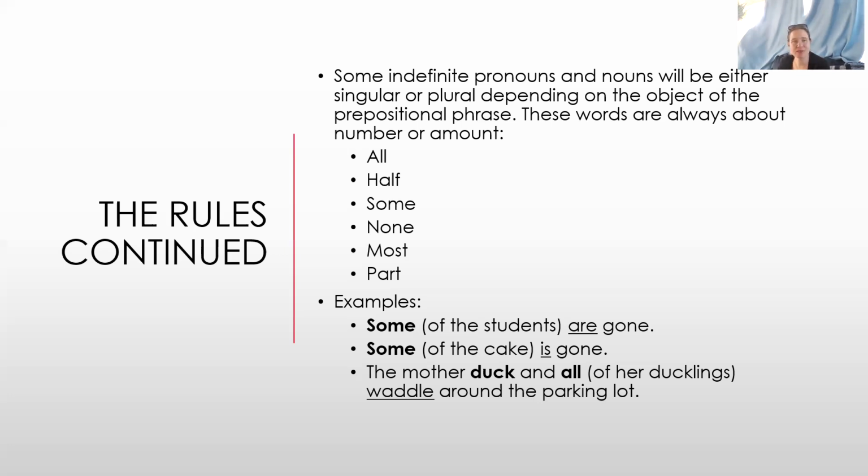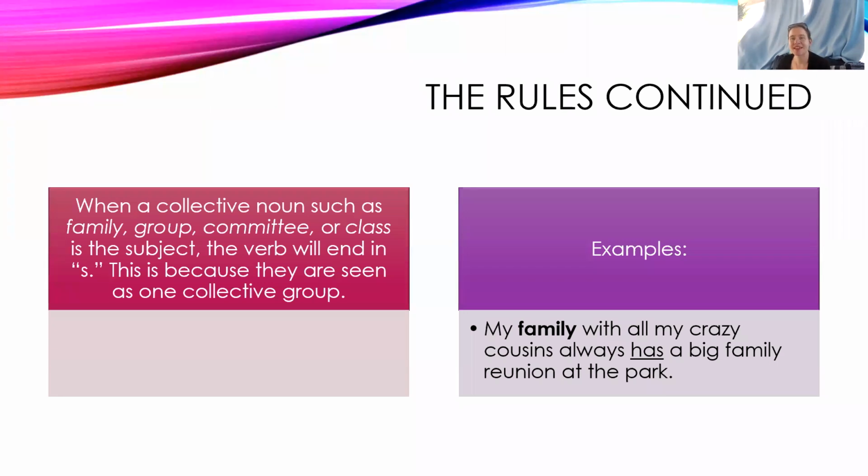Unlike our earlier samples, in this last one with the mother duck and all her little ducklings, we actually need the prepositional phrase to know how many all is referring to. The mother duck and all of her ducklings waddle around the parking lot. In this case, it is multiple ducklings, which is plural, which means that we do need the verb form without the S.